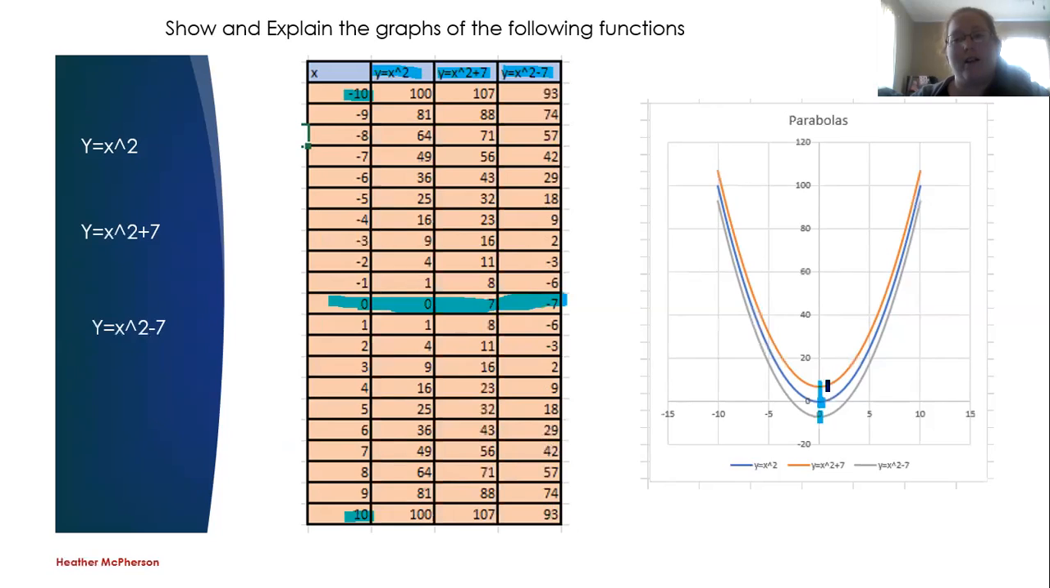the same line. So if we were to take out the +7 here, it would be the same as the x squared graph right here. You're just growing by 7 or decreasing by 7.